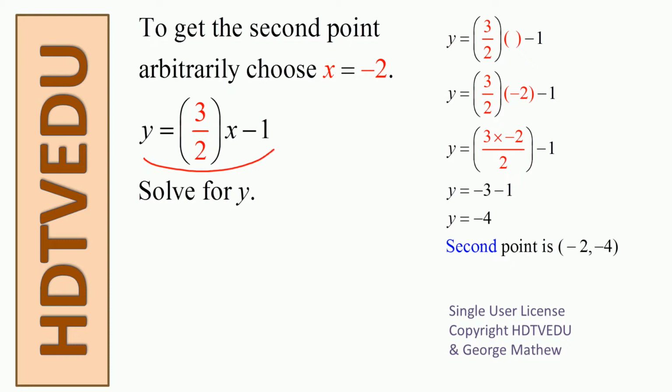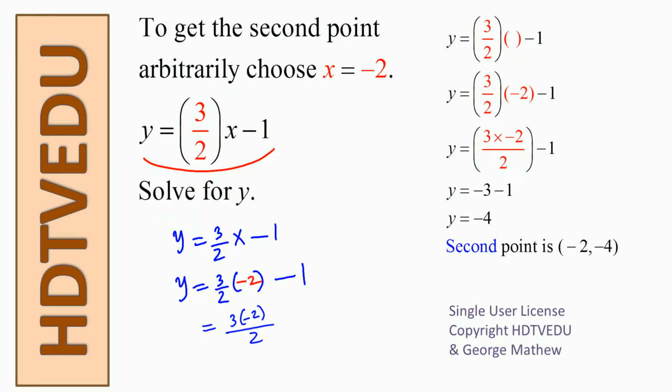So we have the equation to begin with, and in the space occupied by x, we substitute negative 2. Y is equal to 3 over 2x minus 1. Y is equal to 3 over 2, in the space occupied by x, we substitute negative 2. And that is as good as 3 times negative 2 over 2. So you see 2 and 2 cancels out. So you get negative 3 minus 1, and that is negative 4.